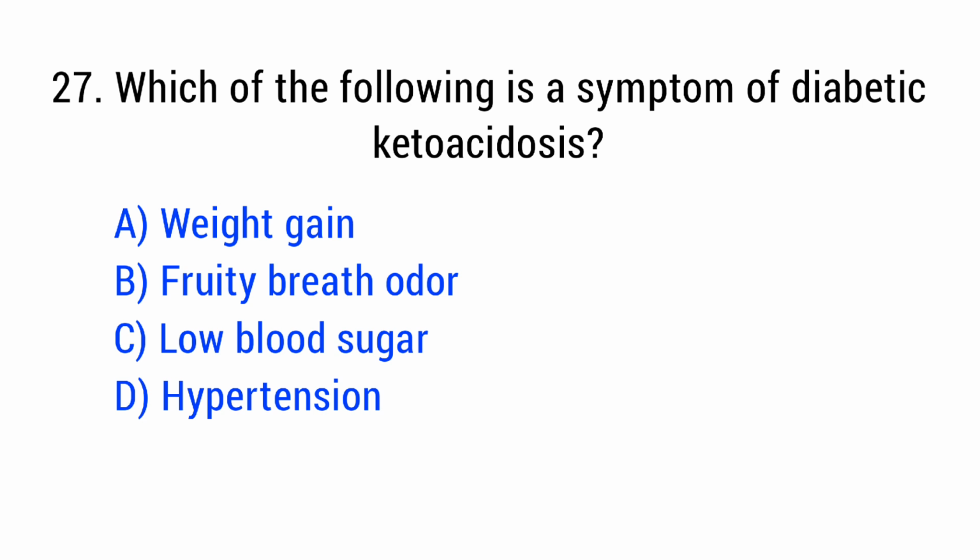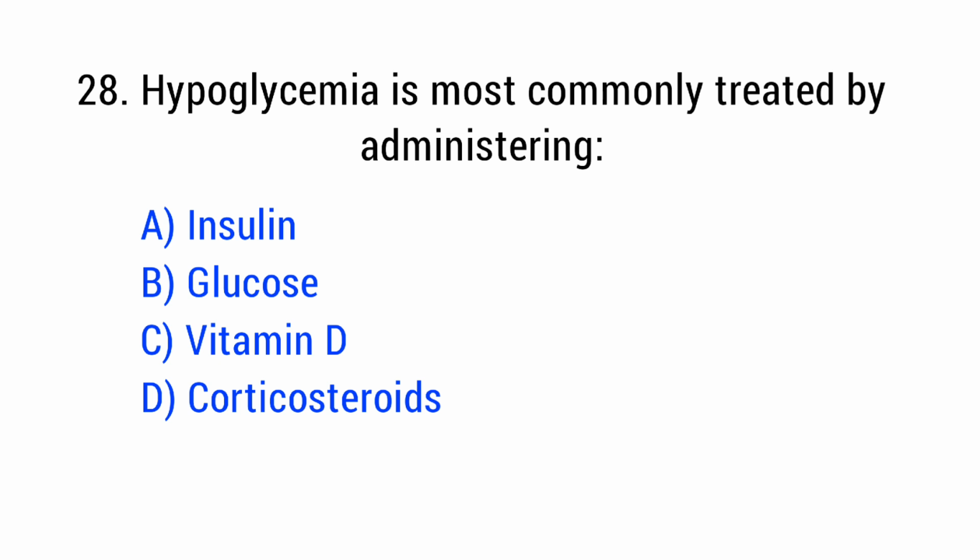Question number 27. Which of the following is a symptom of diabetic ketoacidosis? The right answer is option B, fruity breath odor. Question number 28. Hypoglycemia is most commonly treated by administering. The right answer is option B, glucose.